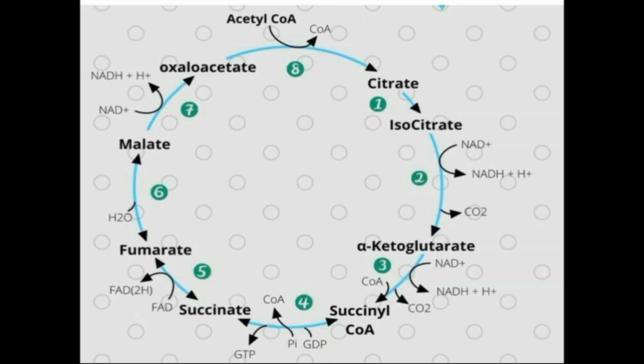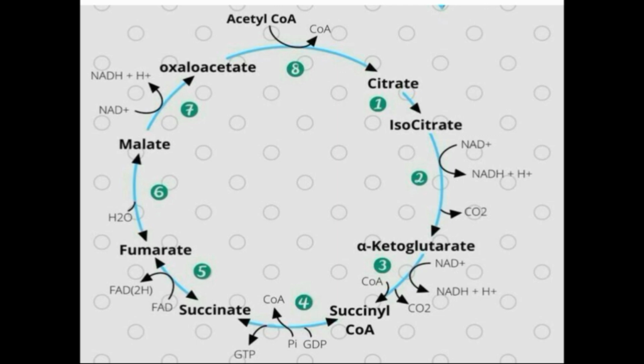Here's a complete description of this cycle, from where the cycle starts and how many steps are included. Here step 1 is citrate, and we end up with step 8, which is acetyl-CoA, which is converted to CoA. In step number 2, NAD is converted to NADH plus H positive, and 1 carbon dioxide is released. In step 3, where alpha-ketoglutarate is converted to succinyl-CoA, carbon dioxide is released, while NAD is converted to NADH.